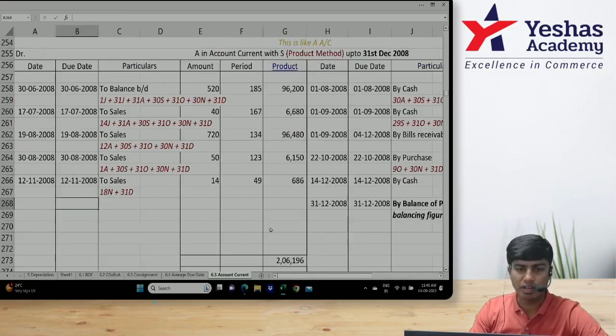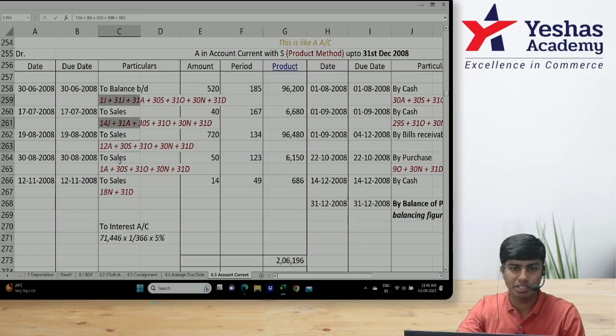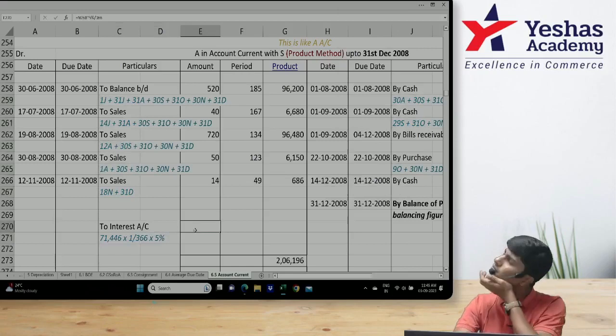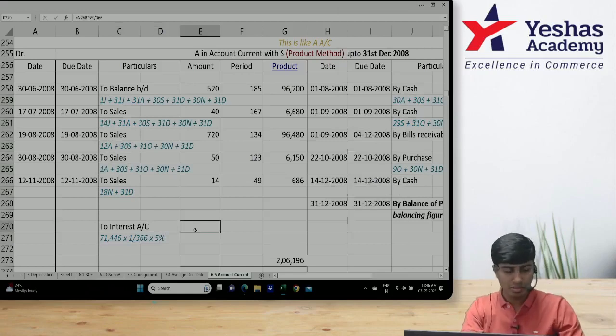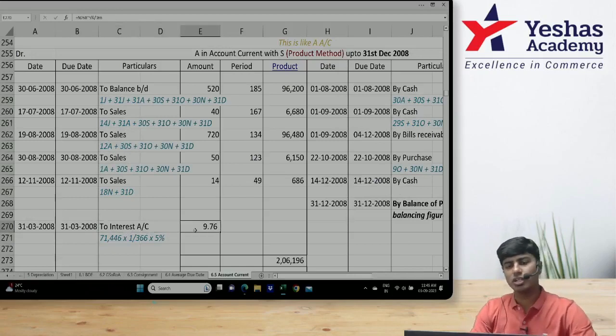446. Come on, we'll compute interest here. 71,446 into 1 by 366 into 5%. Oh, I used red color by mistake. Sorry. I was wondering if something was wrong. I'll make it blue. 7. 9.76. Now take the total in the amount column.